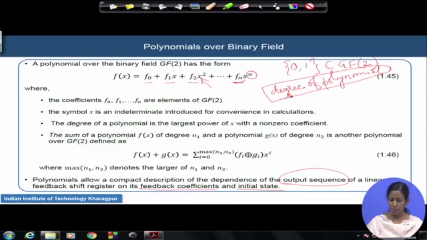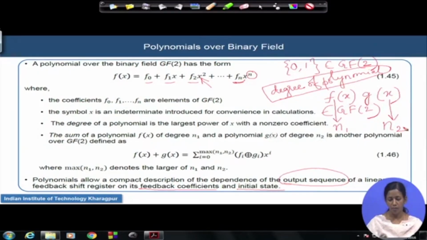Now, let us consider that we have two polynomials, one is f(x) and another is g(x). Let us also consider that both f(x) and g(x) belong to the Galois field 2. Let us also assume that the degree associated with f(x) is equal to n1 and the degree associated with g(x) is equal to n2.